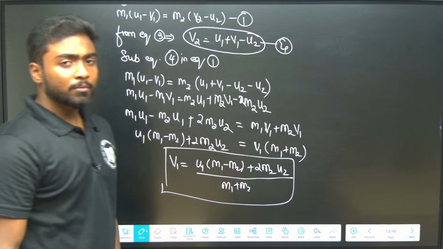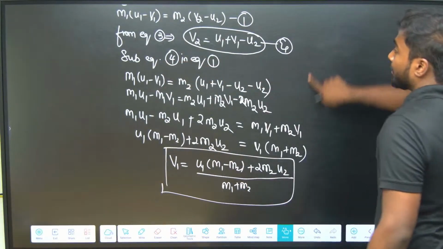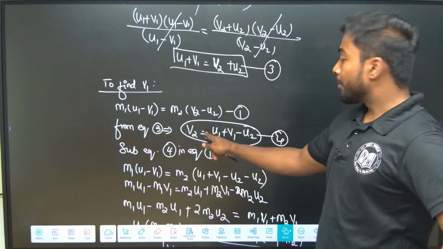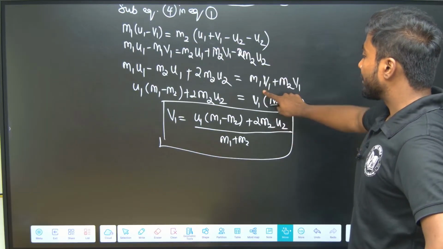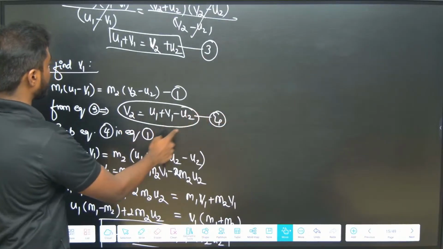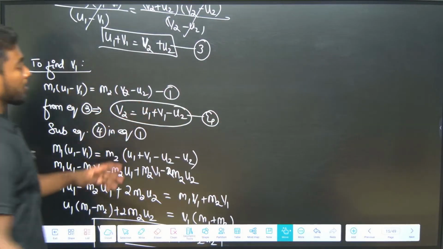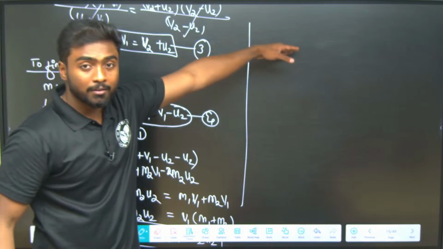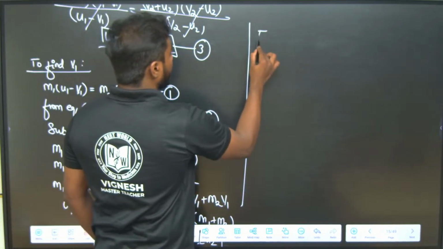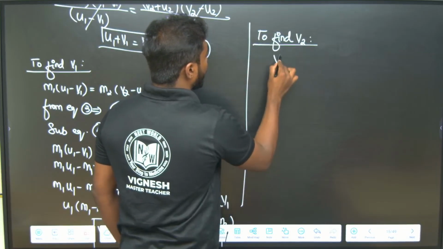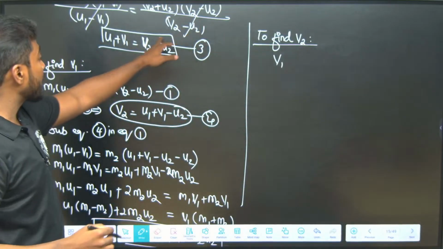What about v2? See here, to find v1 I have taken v2 as the elimination. So to find v2, similarly, what is the equation? After completion of this part only you should go for the next part. Here, to find v2, I need to eliminate v1 from equation 1.